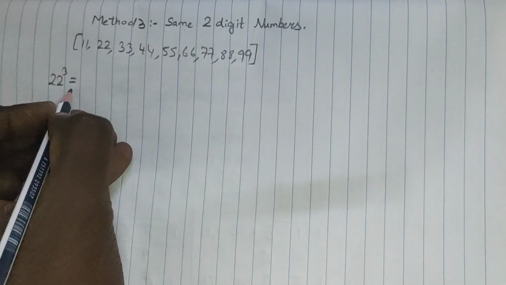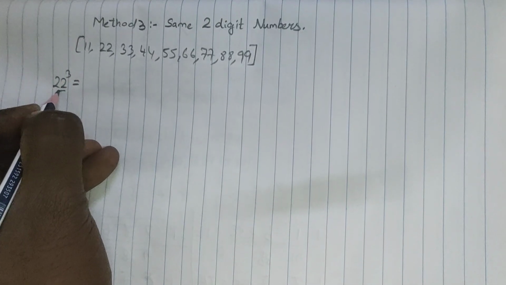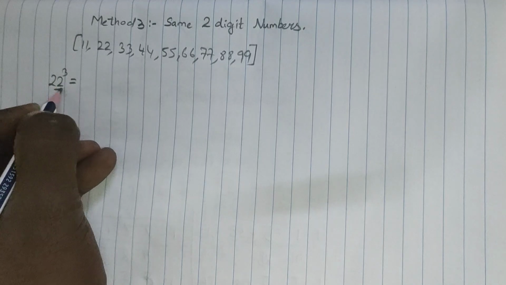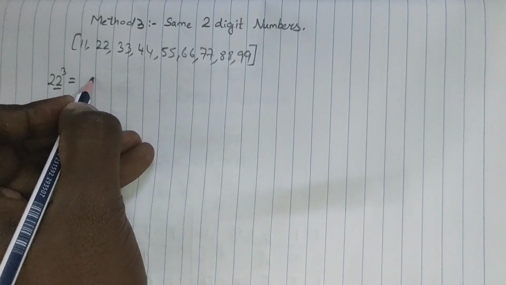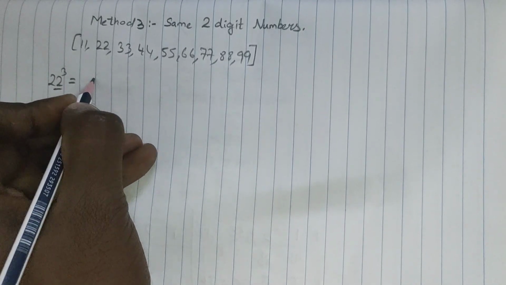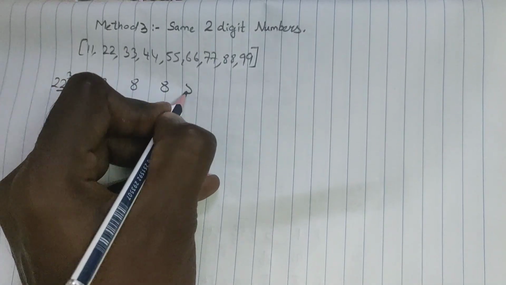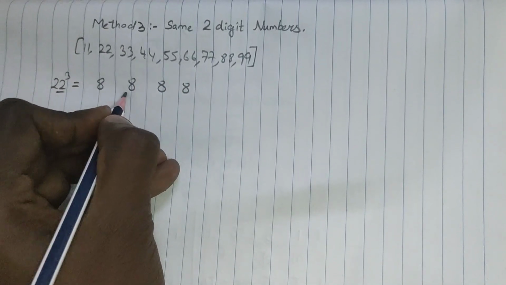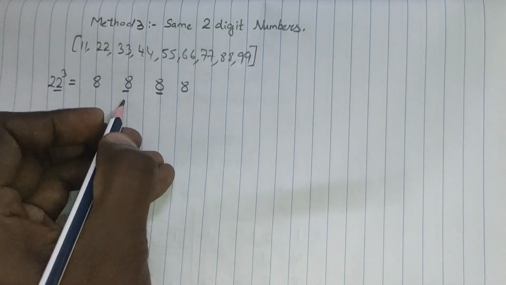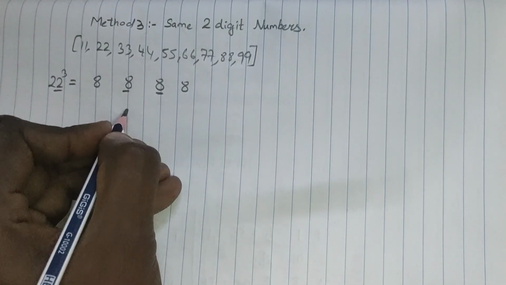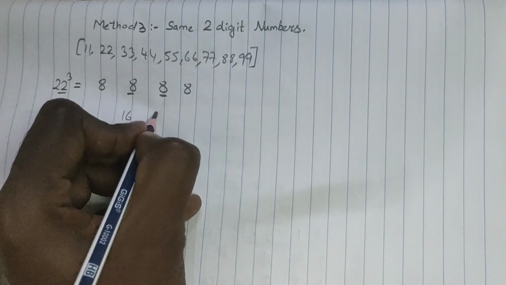Okay, for this method you just write down the cube of the number. Here the number is 2, so we need to write the cube of the number 4 times: 2 cube is 8, 8, 8 and 8. We are going to double the second and the third digit, so 8 times 2 is 16, and 8 times 2 is 16.